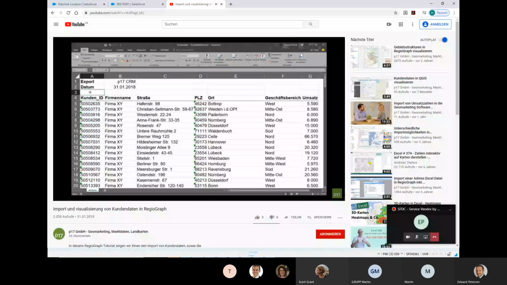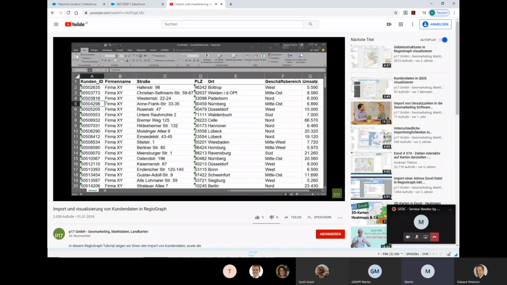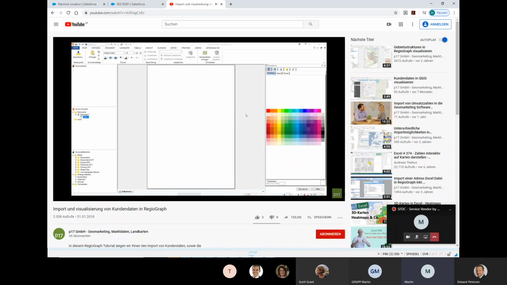Yeah. So they are importing the customers now. This is what we actually have in Salesforce. These are the sites: street, name, zip code, whatever. And then somehow you can upload that into the same software, a little bit quicker here.